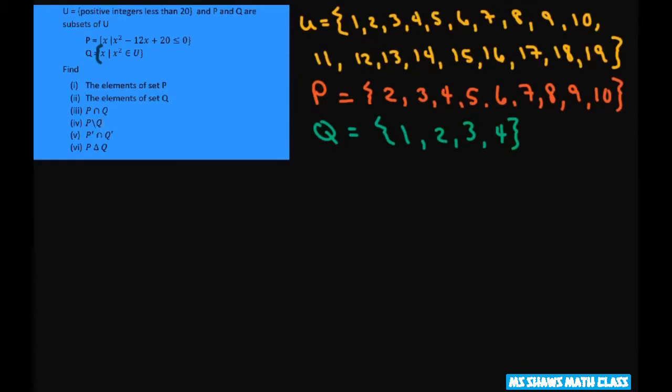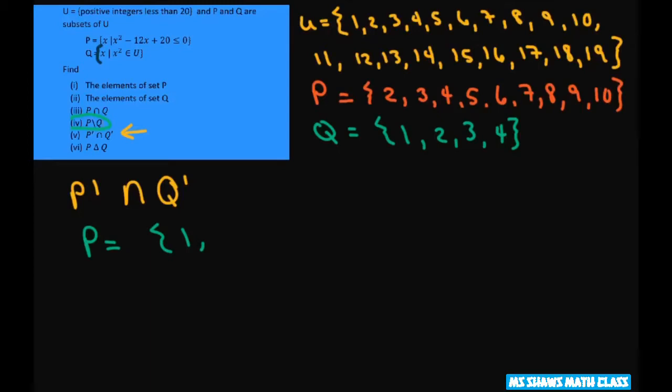All right, the next one is going to be P take away Q. For that one, let's just go ahead, I think I switched this. I'm going to do this one first. We're going to do P prime and Q prime. So P prime is going to be not P. What is not in P would be 1, then we go all the way to 10.